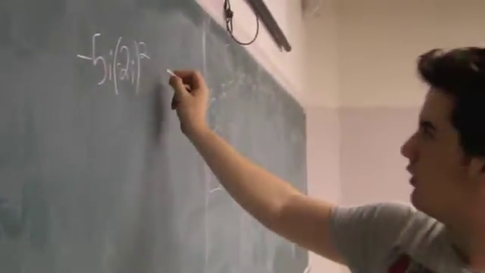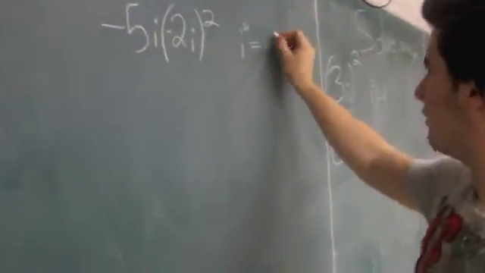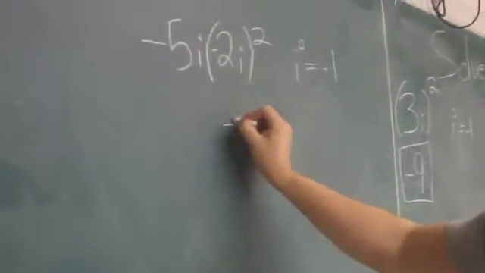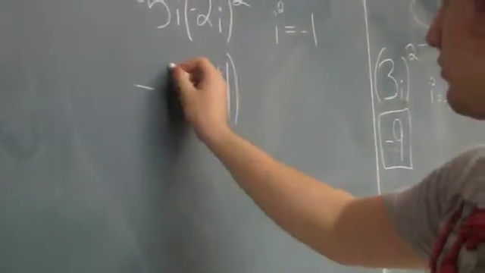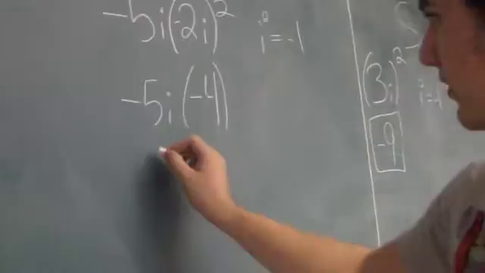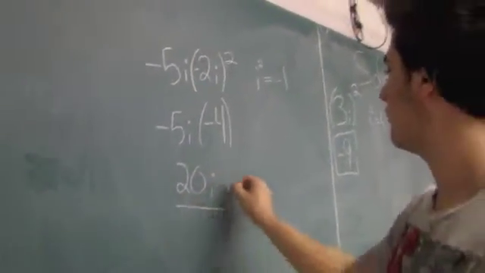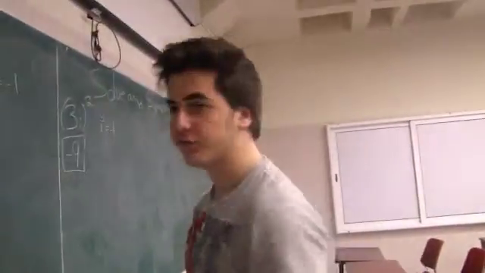Following the same rule, we know parentheses is the first thing you have to do. So i to the second power equals negative 1, 2 to the second power, 4, negative 4. Negative 4 times negative 5i will be positive 25. That is the answer.